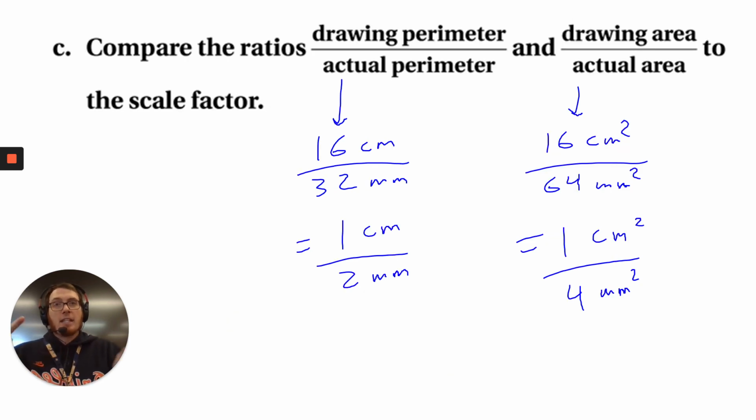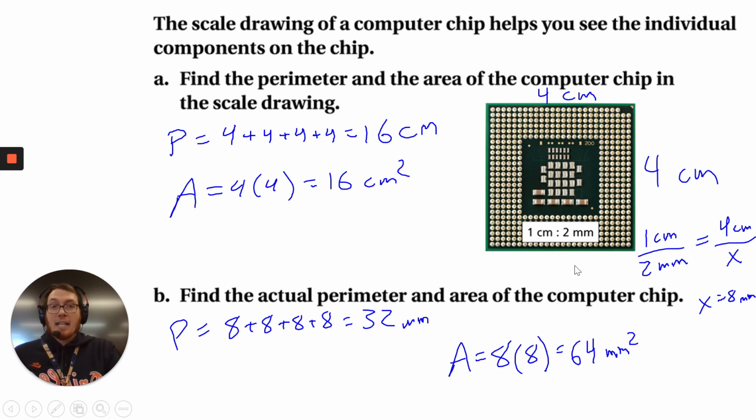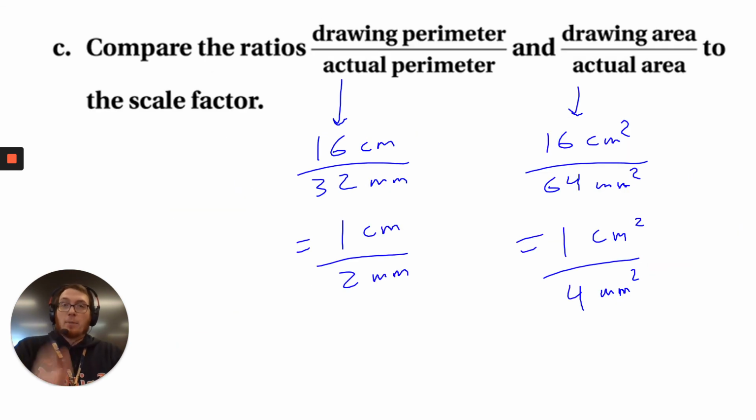Okay, here's where the idea from the last class comes into play again. The drawing was 16 centimeters. The actual perimeter was 32 millimeters. And if I simplify that down, it becomes a 1 centimeter to 2 millimeters ratio, which is the same as the actual scale. Okay, so the scale should be similar for the perimeter. The area should be that squared, but I don't have to know that necessarily right now. I can just find both answers.